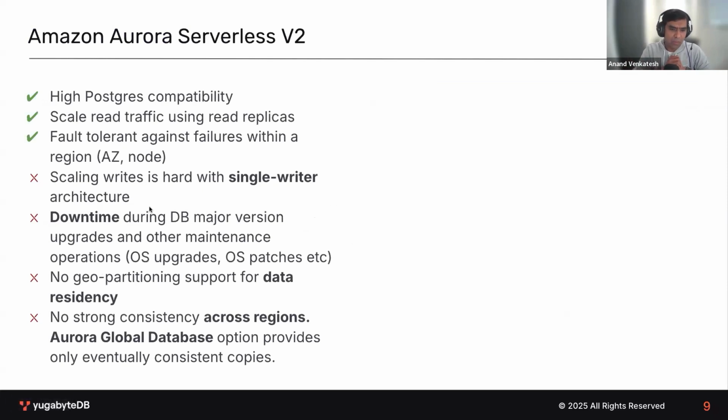Let's look at some pros and cons of Serverless V2. It offers the highest PG compatibility. As we discussed, it simply deploys and runs PG under the hood. Users can scale read traffic by creating additional read replicas in this architecture. It has resiliency for node and zonal failures within a region. This service is good for read-heavy applications.